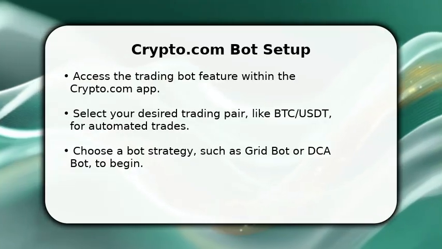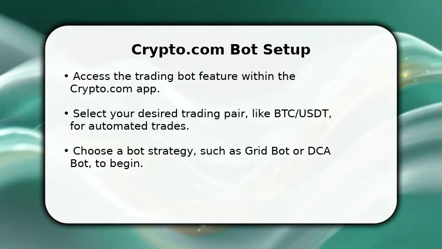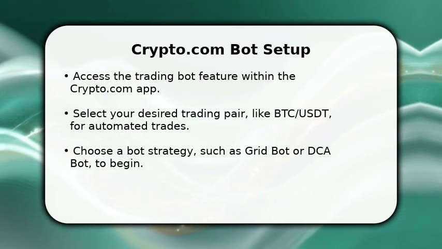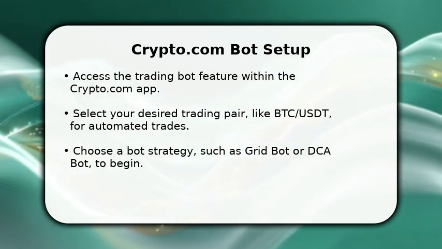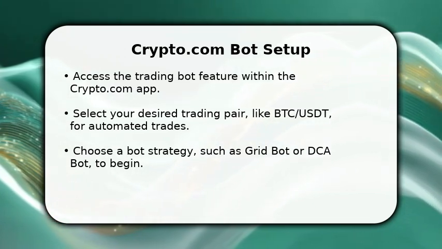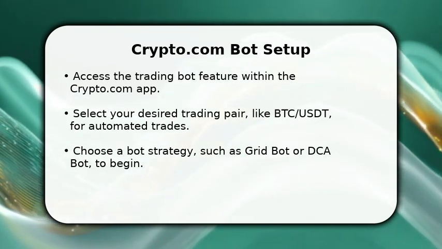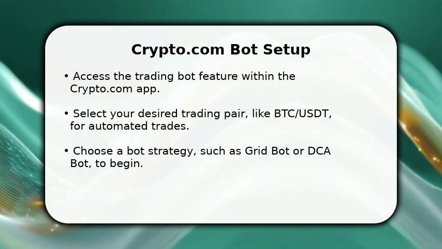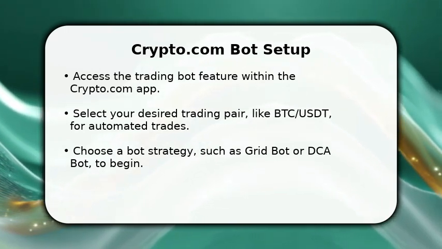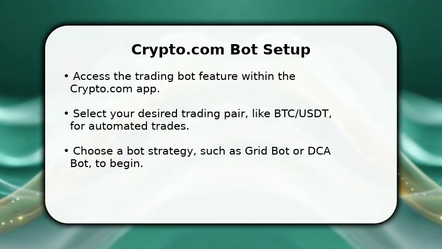In this video, I will explain how to use the Crypto.com trading bot. First, open your Crypto.com app and navigate to the trading bot section. You'll then select a trading pair, like Bitcoin versus USD, that you wish to automate. Next, choose a bot strategy that aligns with your goals, such as a grid bot for range trading or a dollar-cost averaging bot for consistent buys. This initial setup is crucial for your bot's success.